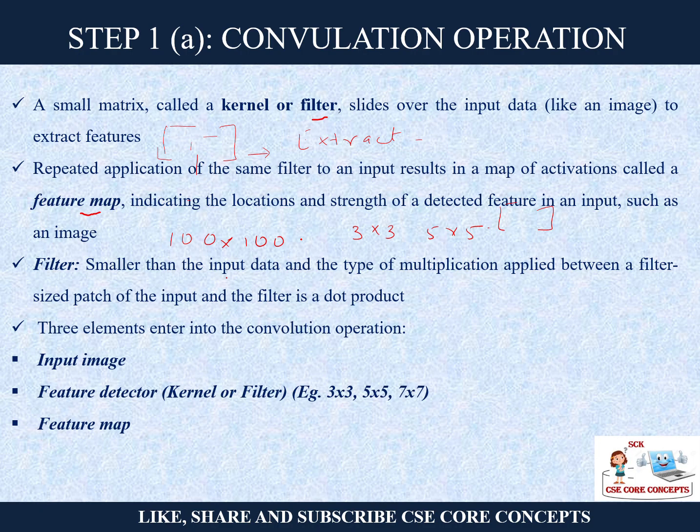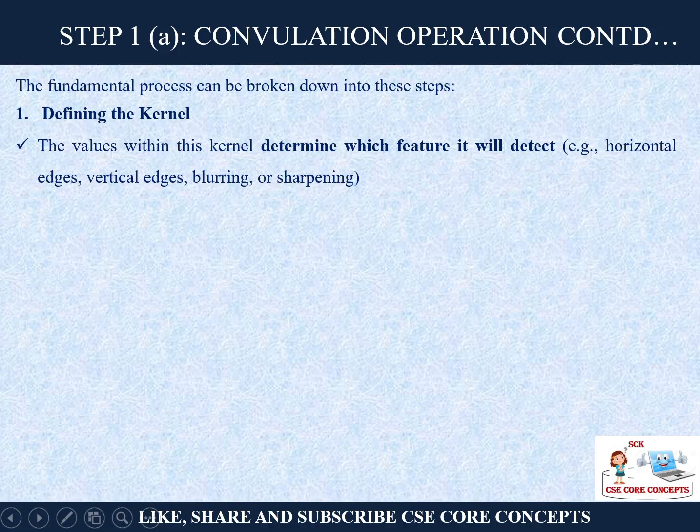So the three elements which enter into the convolution operation are, first of all, the input image, plus you will have a filter which is smaller in size, and you get something called a feature map. So we are going to perform the multiplication of these two, that is, the image with the kernel. So let us define the kernel. Let us break this into further process steps. First, you have to define the kernel.